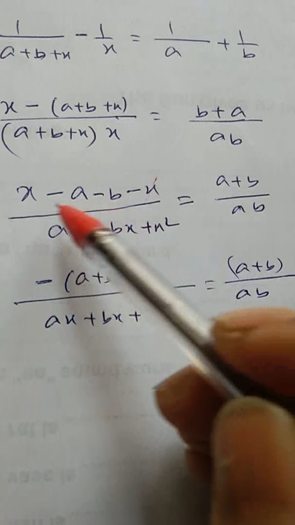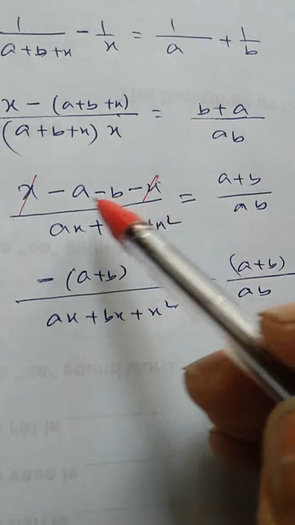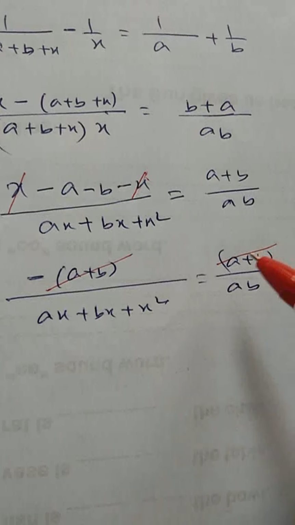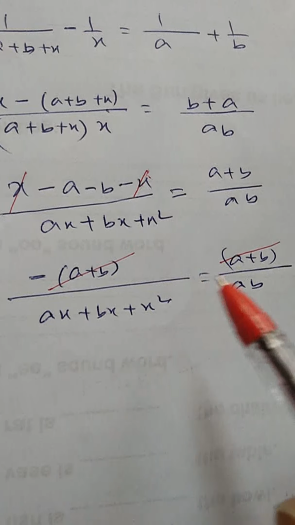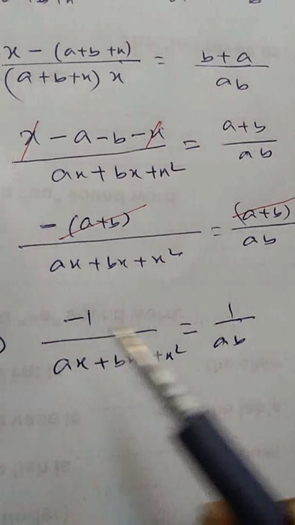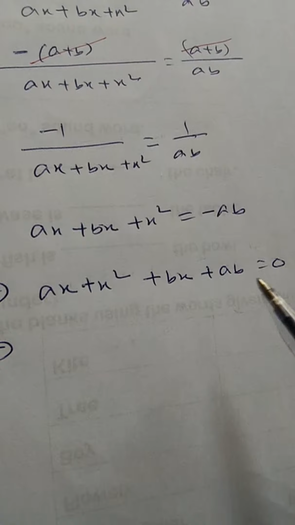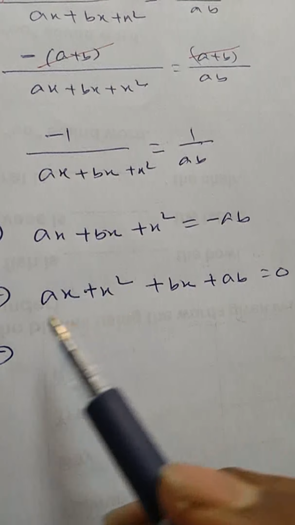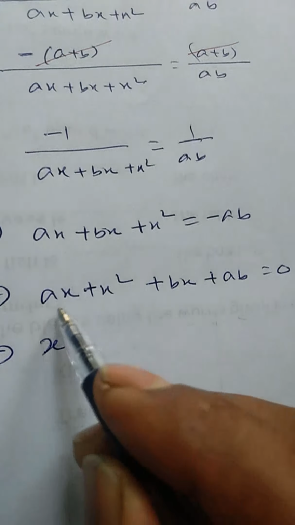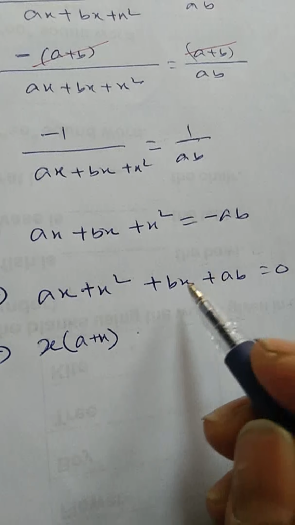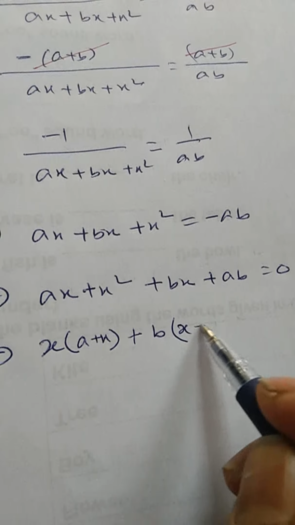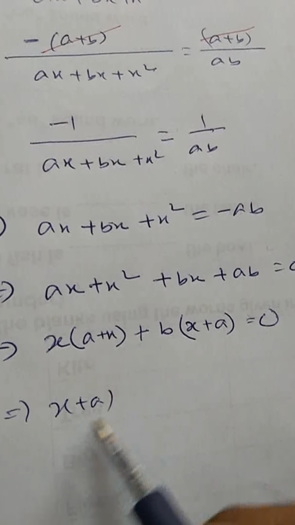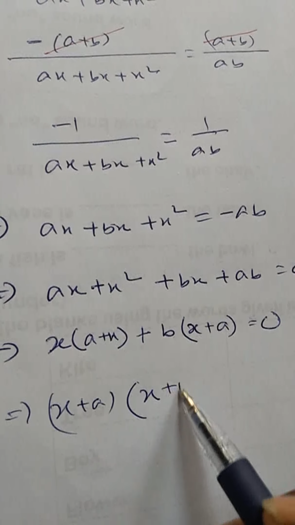Here you can cancel this x term, and then minus a minus b you can write as minus (a plus b), and here it is (a plus b) by ab. Now this term also we can cancel, then the left side will be minus 1 by this part equal to 1 by ab. Then we will cross multiply this. This term will come to the left side, it will become plus, then x square we will write with ax term. Now from the first two terms we can take x common, then (a plus x) will be left, and from here we can take b common, plus b, so then (x plus a) will be left. So (x plus a) we will take outside: (x plus a) into (x plus b).